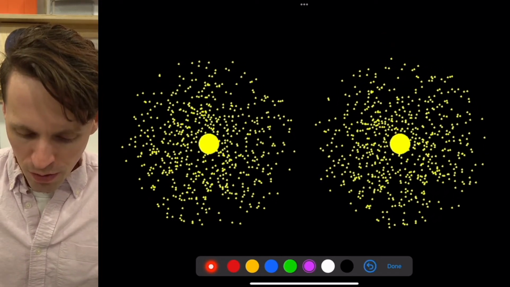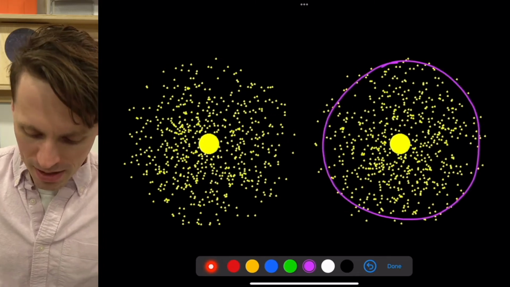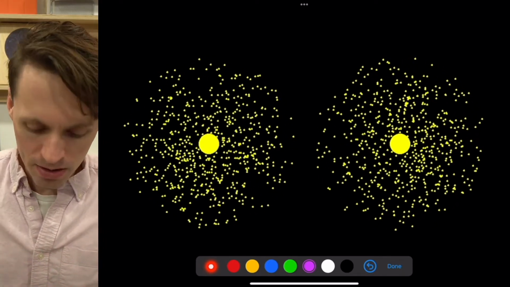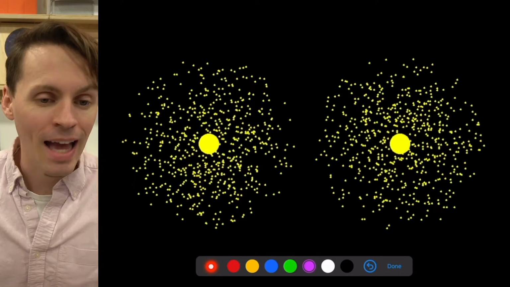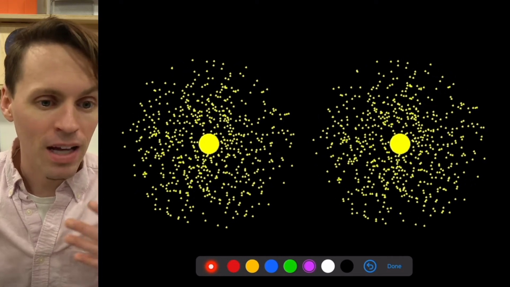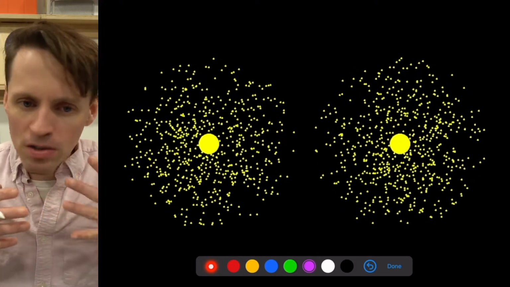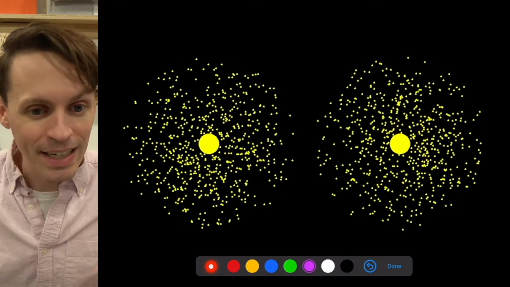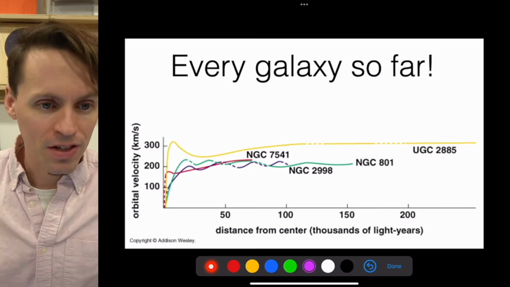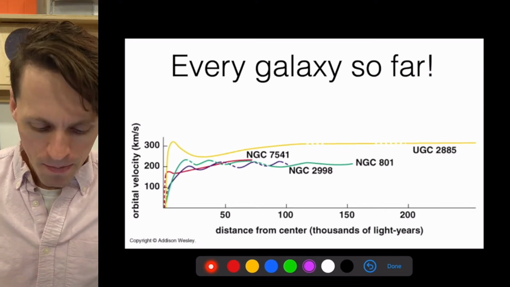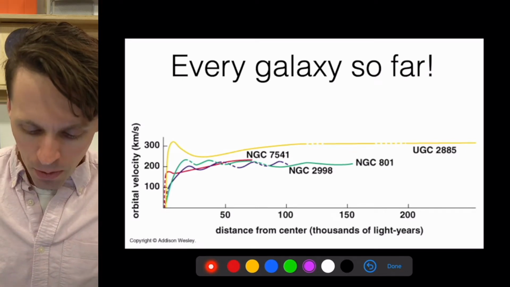We observe this, but we don't see enough gravity to cause that. So the way you get gravity is to add material, add mass. Mass causes gravity. So dark matter is just, let's just assume there's more material out there than we can see, and that's causing the gravitational effects we're seeing. Simple enough. We see that with every galaxy so far.